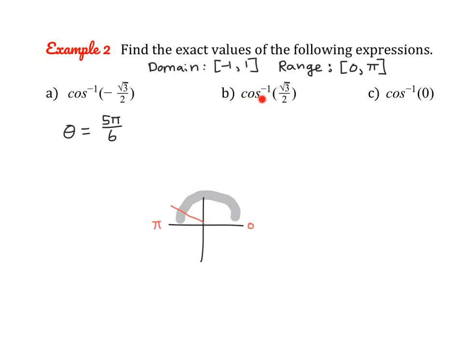Okay, let's look at this next one. Here we want the arc cosine of positive root 3 over 2. Since this value is positive, we can be in quadrant 1, and we know that that angle should be pi over 6. Okay, and last, here we have the arc cosine of 0. That is within our domain, so that value will be pi over 2, because the cosine of pi over 2 is 0.